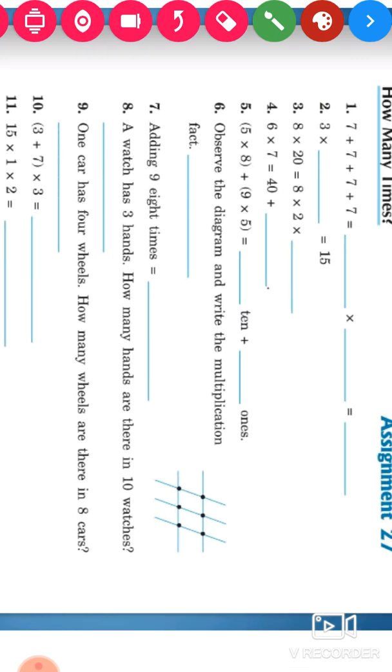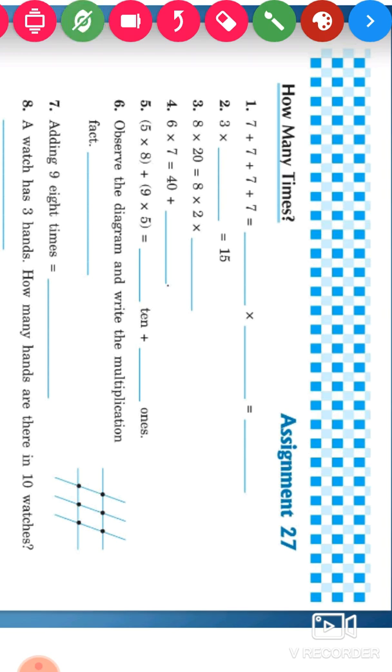Okay. So kids, today we have done a worksheet based on multiplication. Tomorrow we will do one more worksheet based on the same.